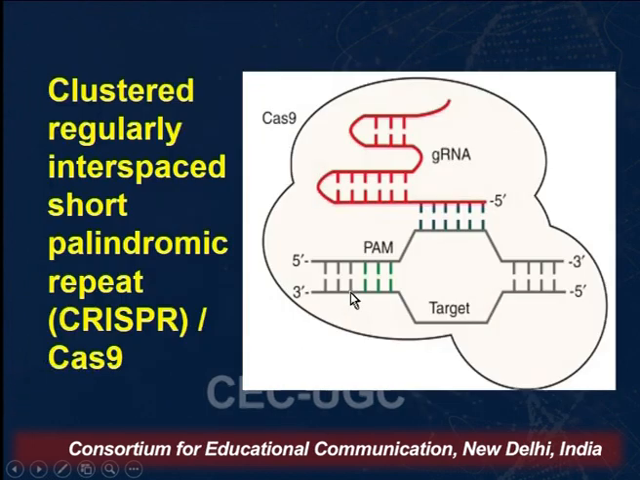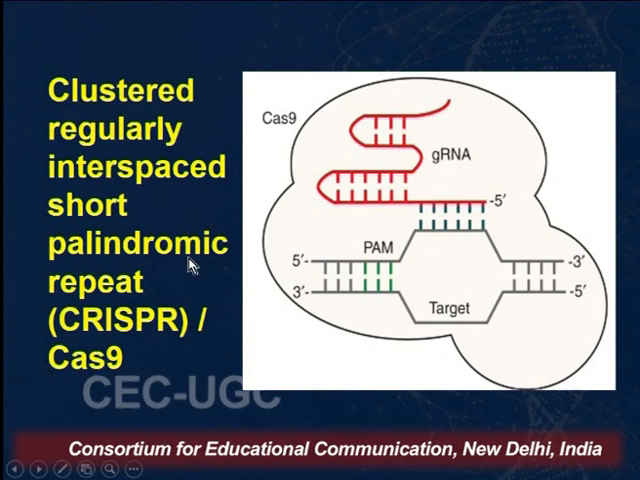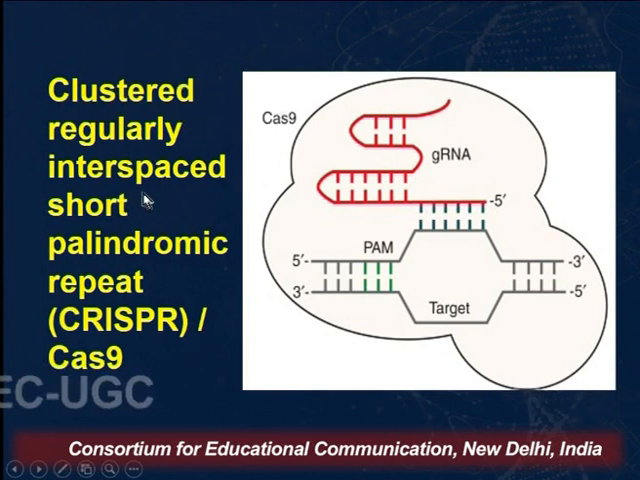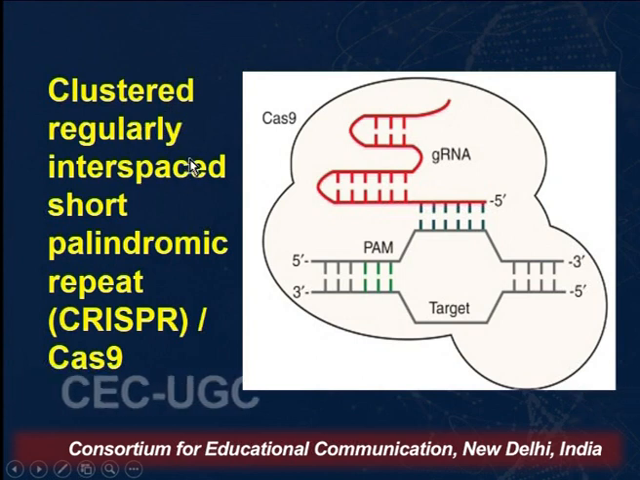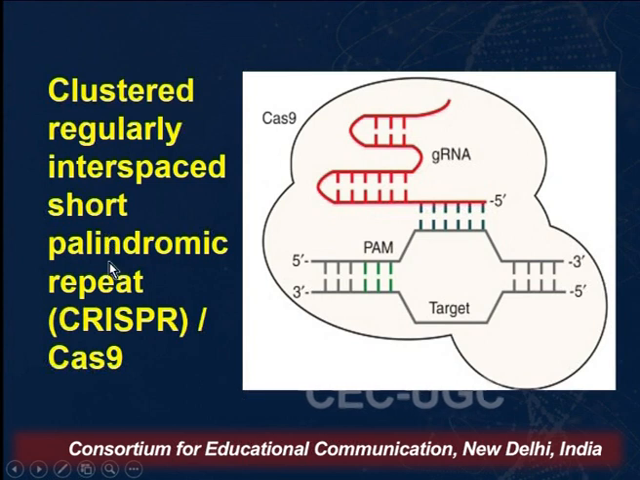Now what is this CRISPR-Cas9? CRISPR stands for clustered regularly interspaced short palindromic repeat. When we say clustered, it is not a single unit, it contains a cluster of units, regularly interspaced. So, these clusters are regularly interspaced by certain spaces, and they contain short palindromic repeats. So, it is a cluster of short palindromic repeats which are regularly interspaced by certain spaces.